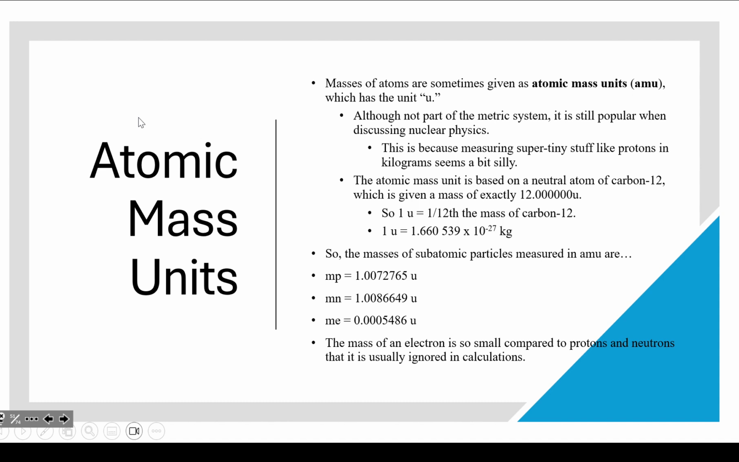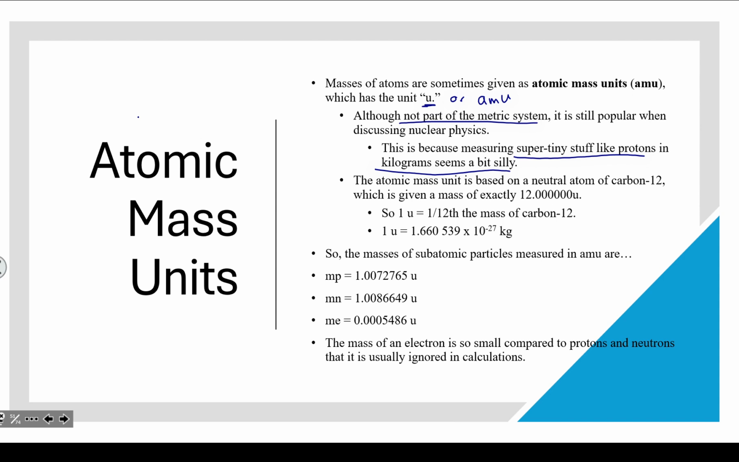Atomic mass units are an alternate form of mass that you use for nuclear reactions. They have a unit, either U or a lot of times A and U. It's important to realize these are not metric. But we do use them a lot when we talk about nuclear physics, because really tiny things like a proton or a neutron have a mass so small that having their mass in kilograms is a little bit awkward and weird.